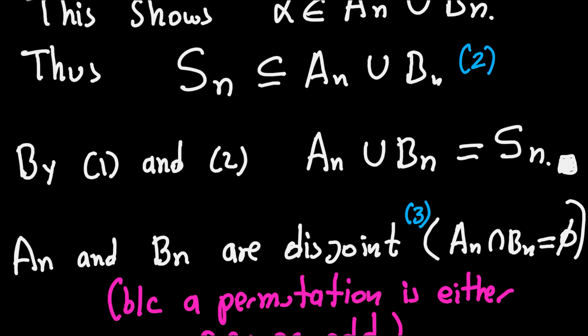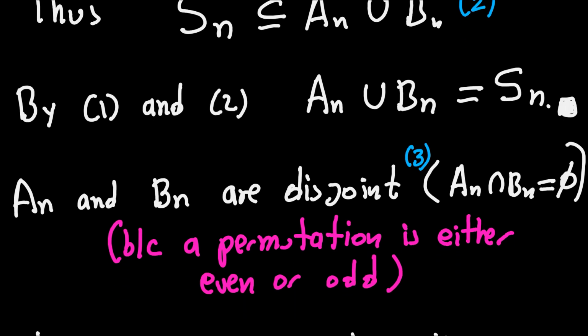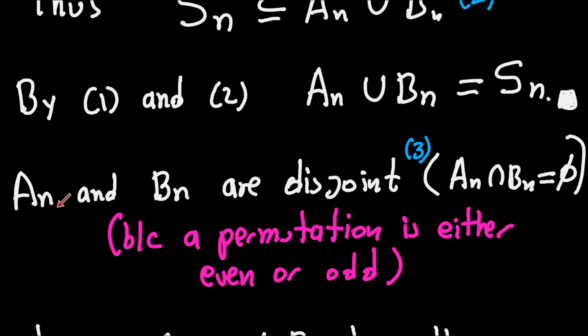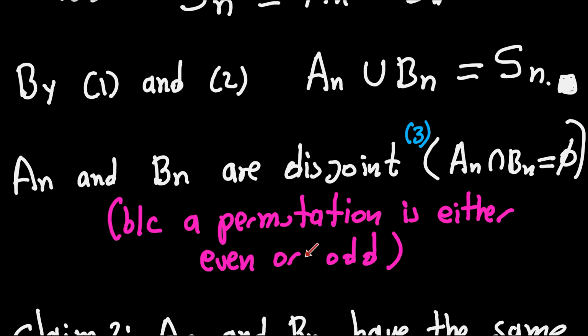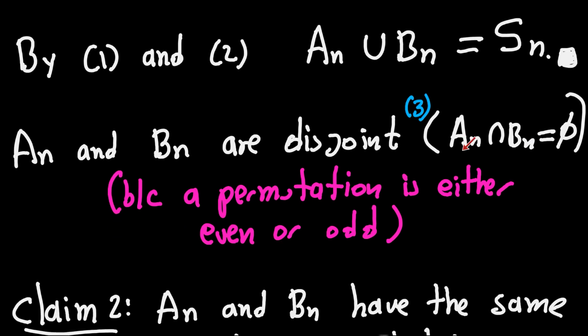Now, there's another thing I want to mention about the sets An and Bn. Those two sets An and Bn are disjoint. Disjoint means that they have nothing in common, or another way to say it is that the intersection is empty. Why is this? Because permutations are either even or odd. They cannot be both. You cannot have a permutation that is both even and odd. So these two sets have nothing in common.